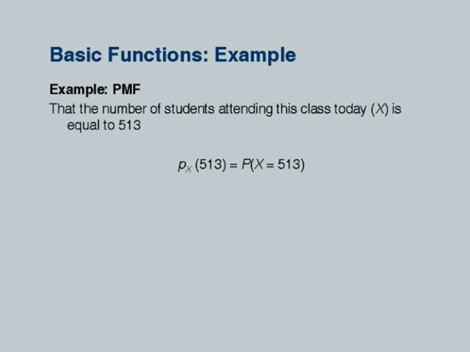So, small p of random variable x, which we see as a subscript over here, evaluated at this number 513 is nothing but the probability that x equals 513. What do you think the probability is today? 0? Definitely 0. Is it 0 most of the days? Why? Is it because you never see more than 500 students, or is it because of something else?